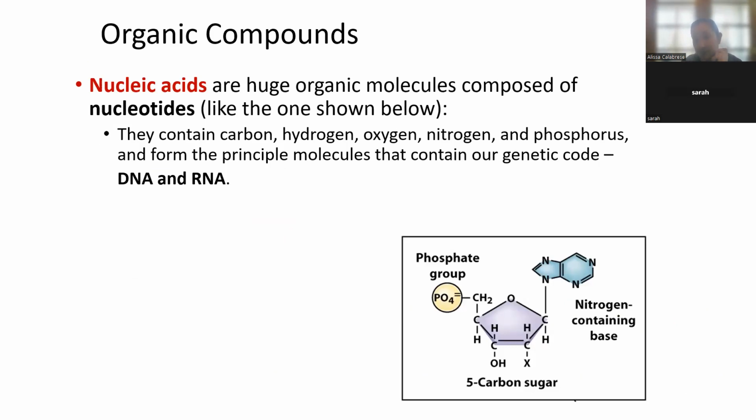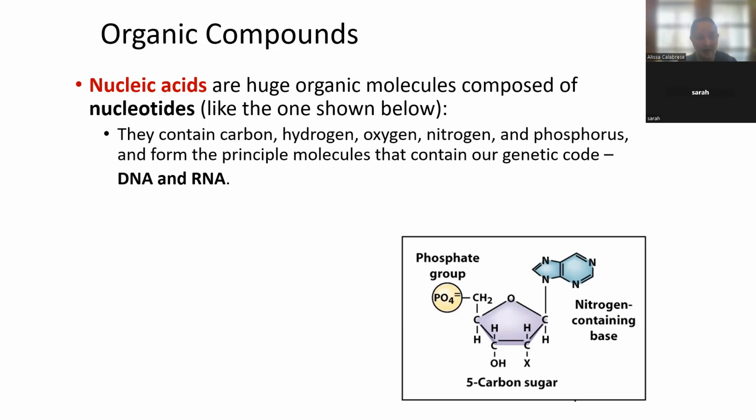And then our last major macromolecule is the nucleic acids. So nucleic acids, these are really large organic molecules. They contain carbon, hydrogen, oxygen, nitrogen, and phosphorus. So now we've added in a fifth element here. So that's what makes the nucleic acids special.